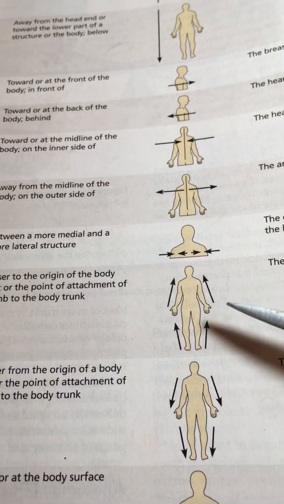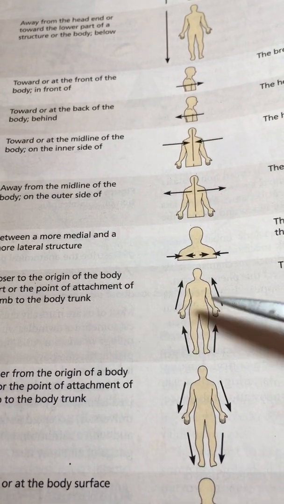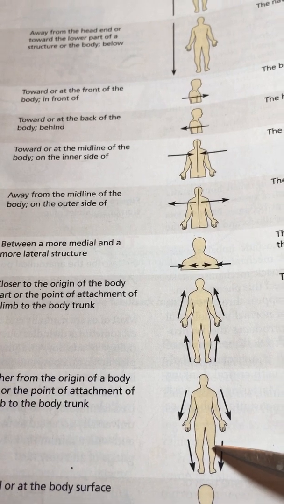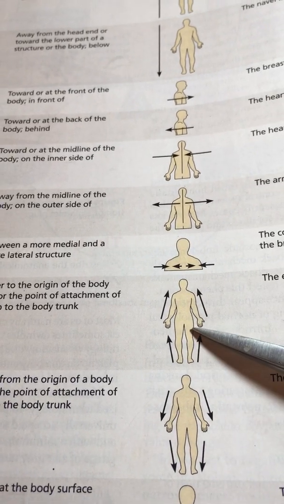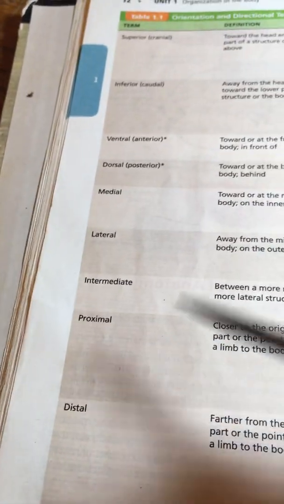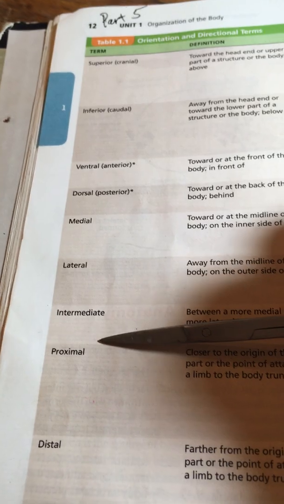Okay, then you could use the term intermediate. You could say the elbow is intermediate between the shoulder and the hand. The knee is intermediate between the hip and the foot. Here's the knee.